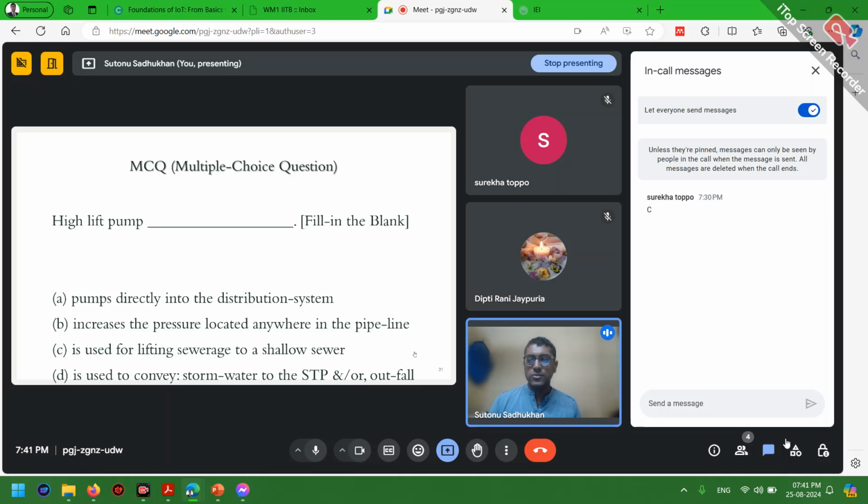It is an MCQ, so for one question, one answer will be the correct option. Whether the high lift pump is used to lift the sewage to a shallow sewer, whether it pumps directly into the distribution system, or whether it increases the pressure located anywhere in the pipeline. What is the function of the high lift pump? Okay, if you are not able to answer, I will tell.